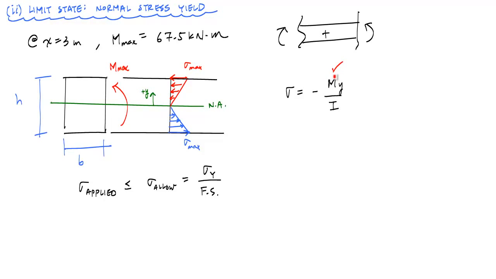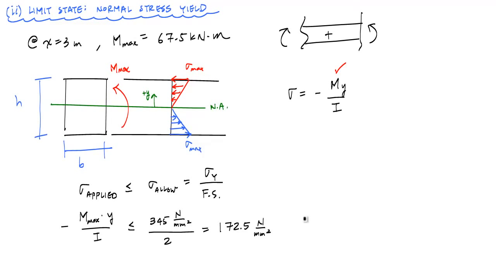The applied stress is going to be the stress induced by the internal loading. This M max is the internal loading. We want to know what that stress is that's induced by this internal moment. And so we're going to substitute here for sigma applied, M max times y over I, and there's going to be a negative here, less than or equal to sigma allow. And in this case, sigma y was 345 megapascal, which is 345 newtons per millimeter squared, over the safety factor from yield, which we said was going to be 2. And so this is going to be 172.5 newtons per millimeter squared.